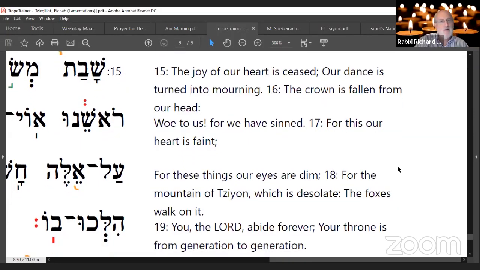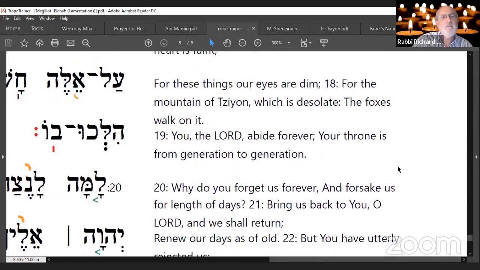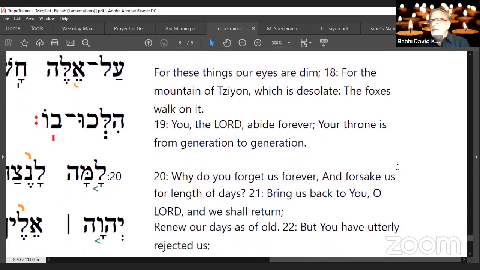Does anybody else have their hand up, Rabbi? I don't see any hands up at the moment. I see hands perhaps from before. Rabbi Kudan and Rabbi Bernie, would you guys take us to the end, and then I'll read the last verses in Hebrew.